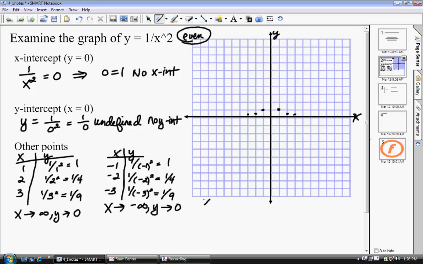Let's say if I want to plug in values that are really small, let's plug in 0.1. So I'd get 1 over 0.1 squared, which is really 1 over 0.01, which is going to be 1 divided by 100th, or 100. Because of the even properties, if I plug in negative 0.1, I'm going to get the same result. So at 0.1, my graph is way off the screen. It's at 100. I'm just going to do a dot up here to represent that. So my graph is going to look like this.